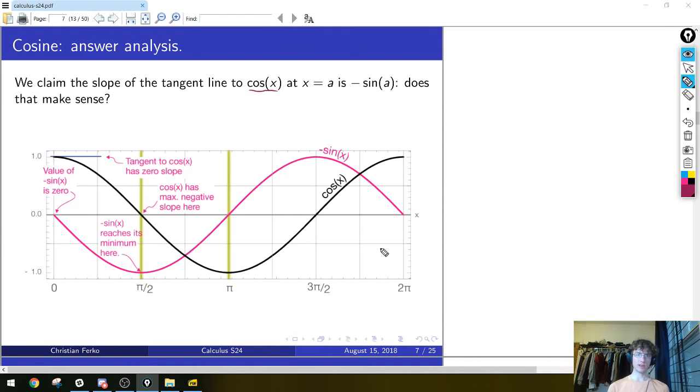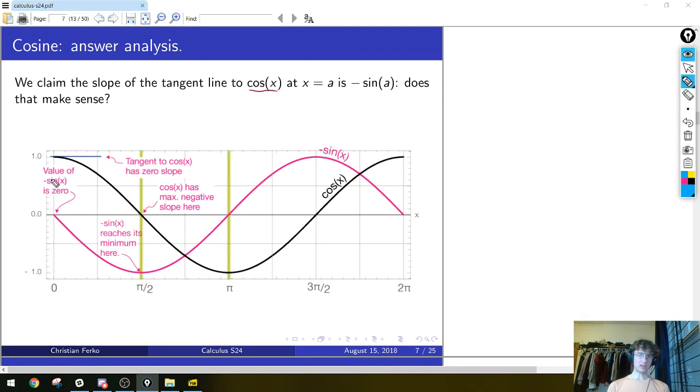Let's check some values. So the black plot is cosine. The pink plot is negative sine. So that's why it goes down to minus 1 at pi over 2. So remember, sine of pi over 2 is 1, but this is minus sine. So that's why it goes downward. It's just flipping sine upside down, multiplying by minus 1. Okay, so let's see if these make sense.